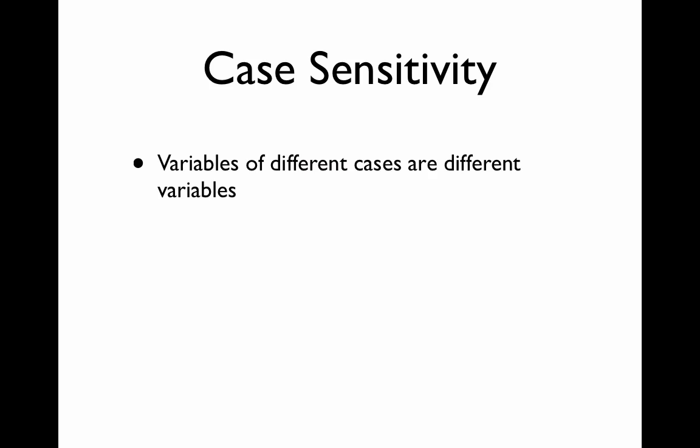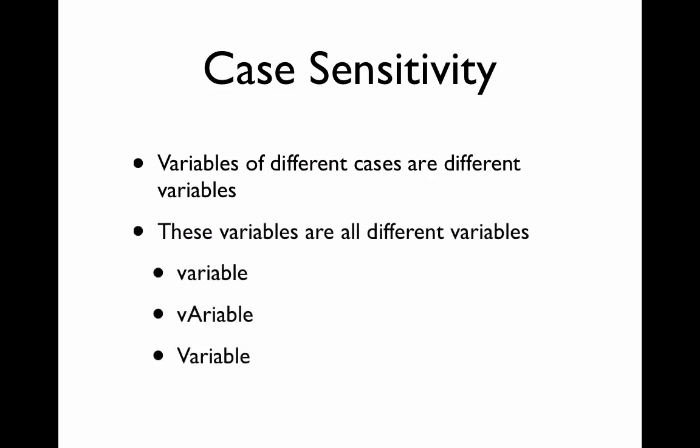So first is case sensitivity, and this simply means that variables of different cases in their name are different variables. So all of these variables shown here are separate variables. Variables with a capital A or a capital V are completely separate variables from each other. And so if you were using them, they would act as if they were named completely different things.